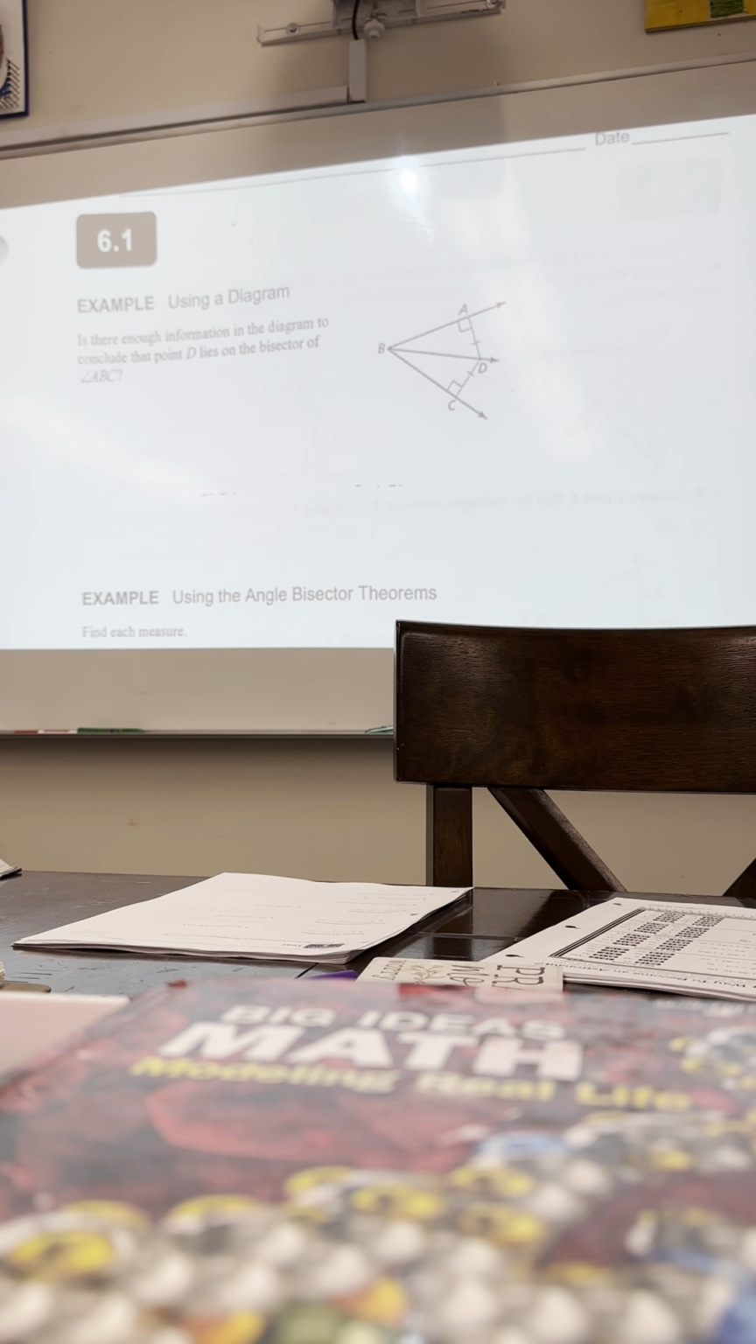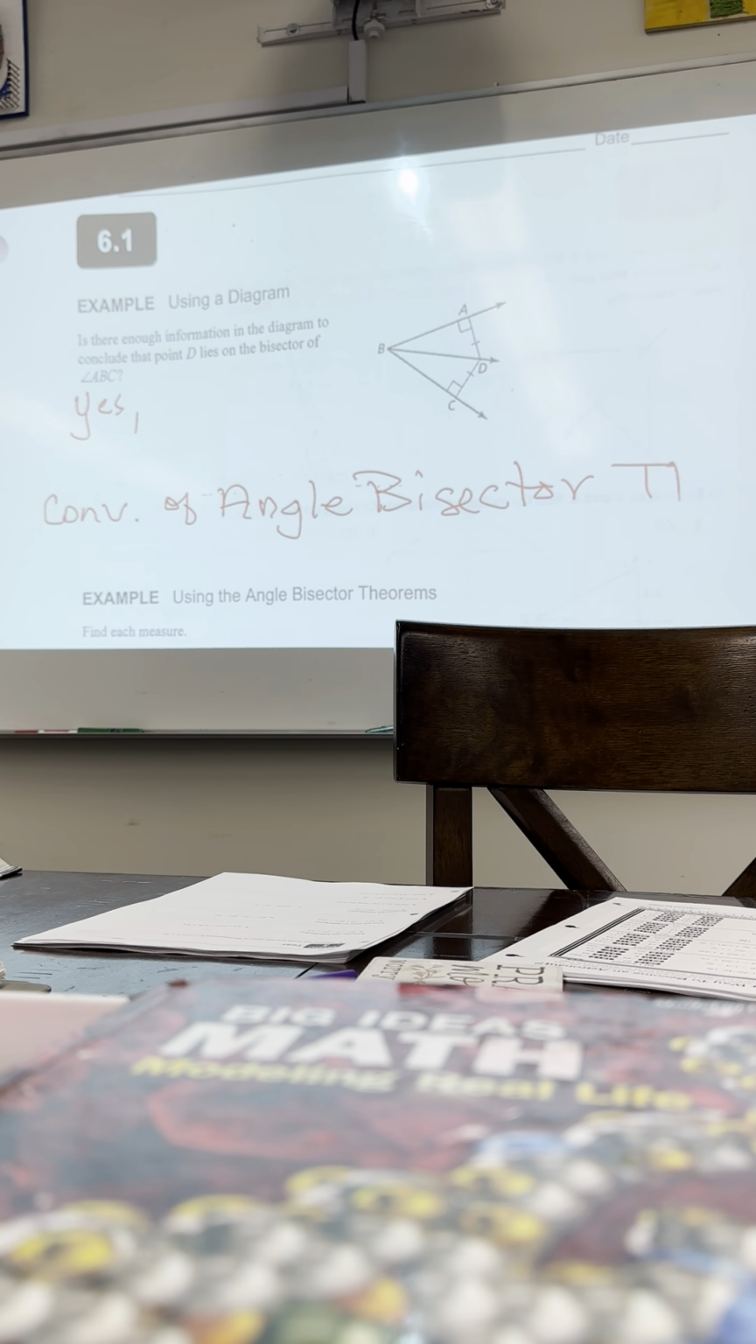So the first example: is there enough information in the diagram to conclude that point D is on the bisector of angle ABC? Yes. Okay, so yes. Explain. How would you explain? The converse of the angle bisector theorem. Now, you could say that, but you also need to know what it says, right? So if I were to ask you to quote it, could you quote it? Vaguely. Vaguely? At this point, that's okay, because you just learned it, right?